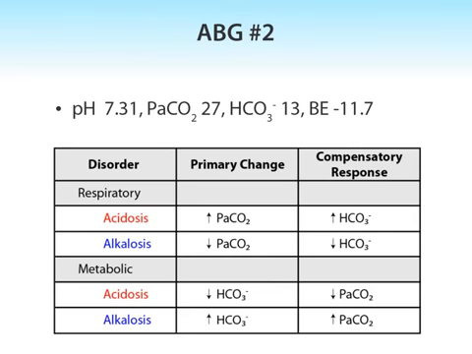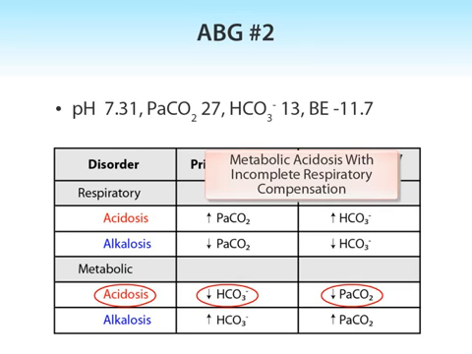ABG number 2 has a pH of 7.31, CO2 of 27, bicarbonate of 13, base excess of negative 11.7. The pH clearly shows acidosis. Carbon dioxide is low, ruling out respiratory acidosis. The bicarbonate of 13 indicates metabolic acidosis. With a carbon dioxide of 27, the patient is attempting respiratory compensation. However, since the pH remains less than 7.35, the compensation is incomplete. Therefore, we diagnose metabolic acidosis with incomplete respiratory compensation.